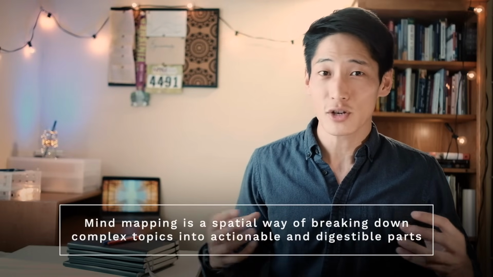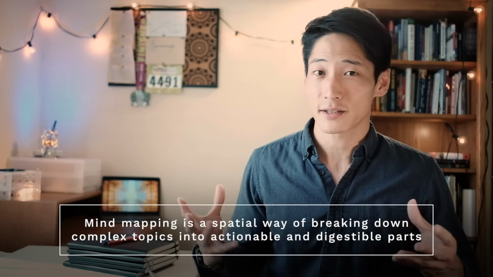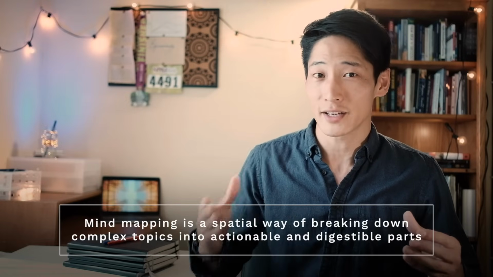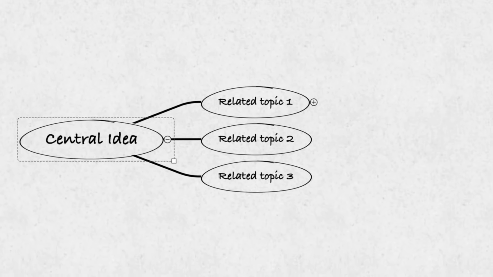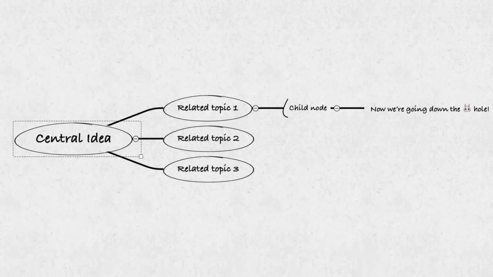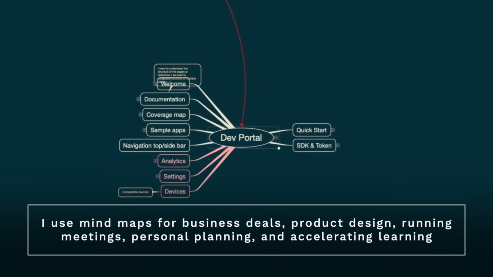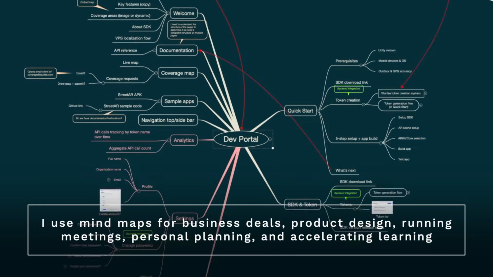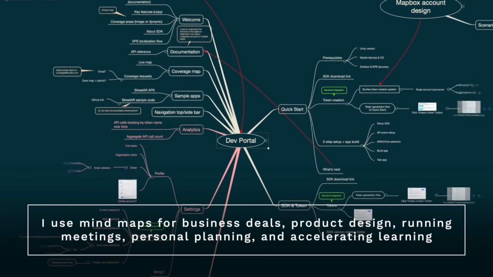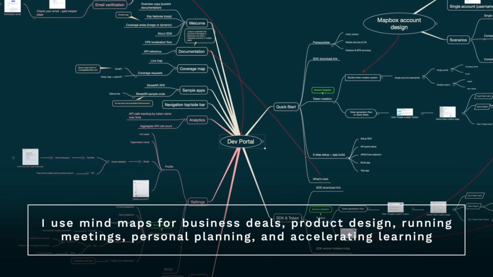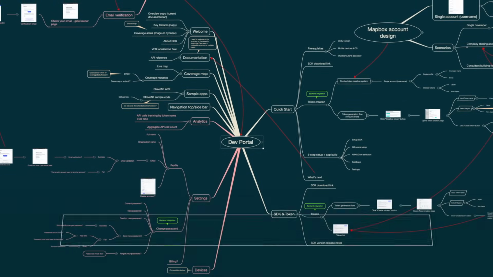But to give you a quick summary, mind mapping is a spatial way of breaking down complex topics into actionable and digestible parts. It's spatial because every piece of information you're working with is laid out in a visual map format. I use this very versatile tool for everything from strategizing business deals, designing software products, and even running partner meetings, because it lets me go into the weeds without losing sight of the big picture.